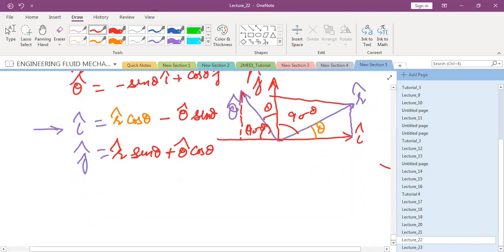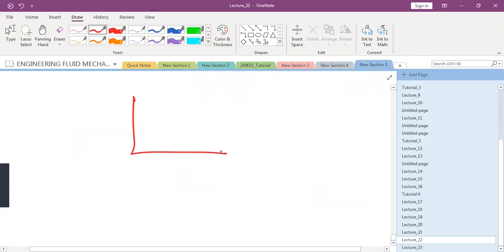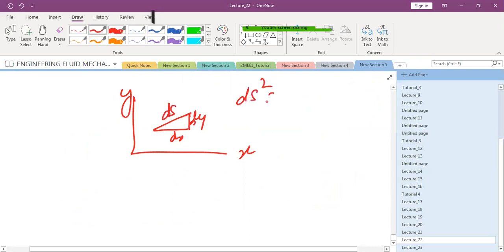Say you want to find out the length of any line in the XY coordinate system. What do you do? If this is dx and this is dy, you want to find out the length. What do you know? ds square is equal to dx square plus dy square. Is it clear?